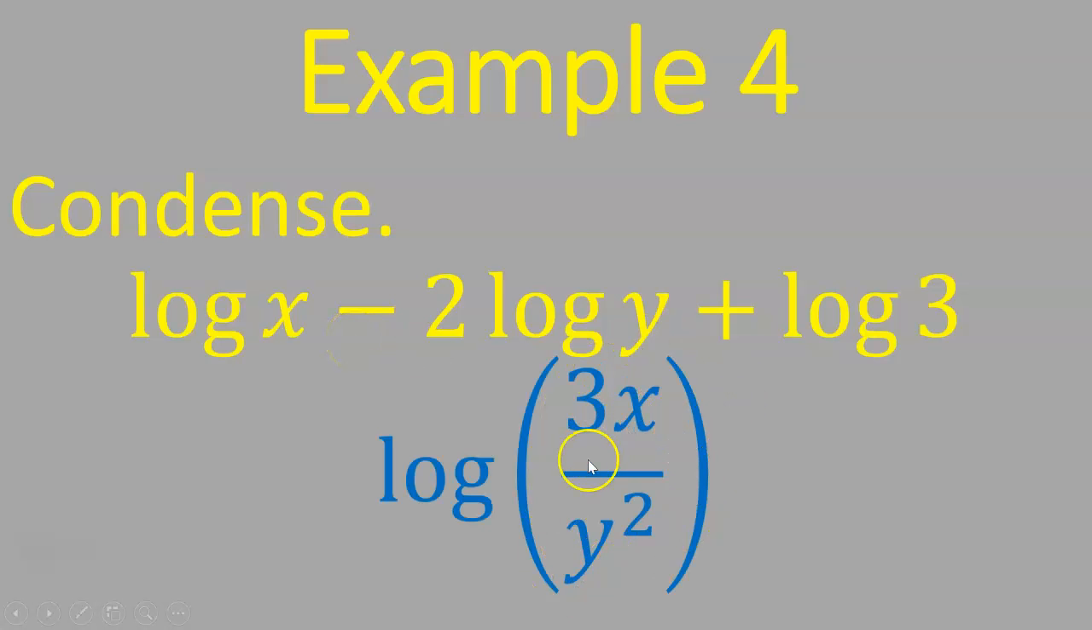So it ends up looking like this. x times 3 is 3x. And remember, that coefficient can become an exponent, and you're dividing all that. So 3x over y squared. Log property.